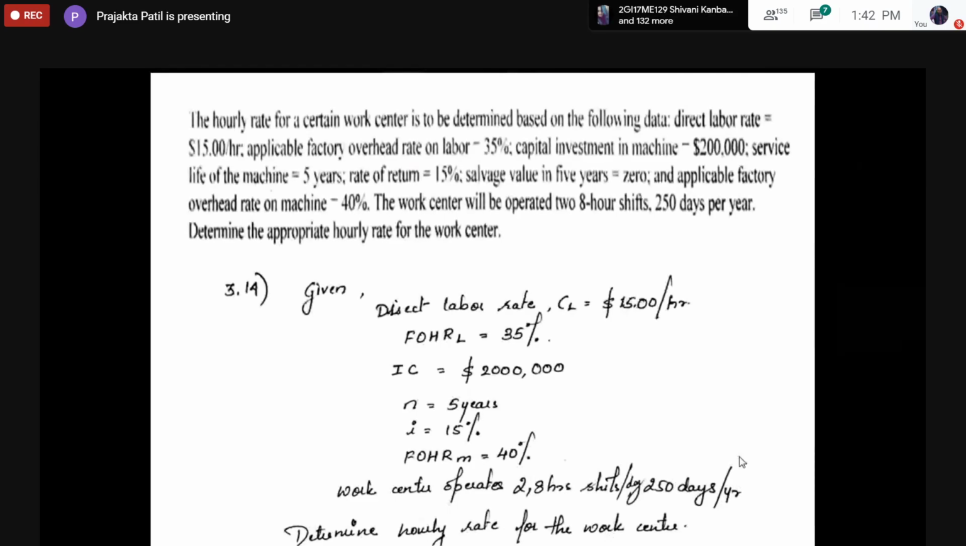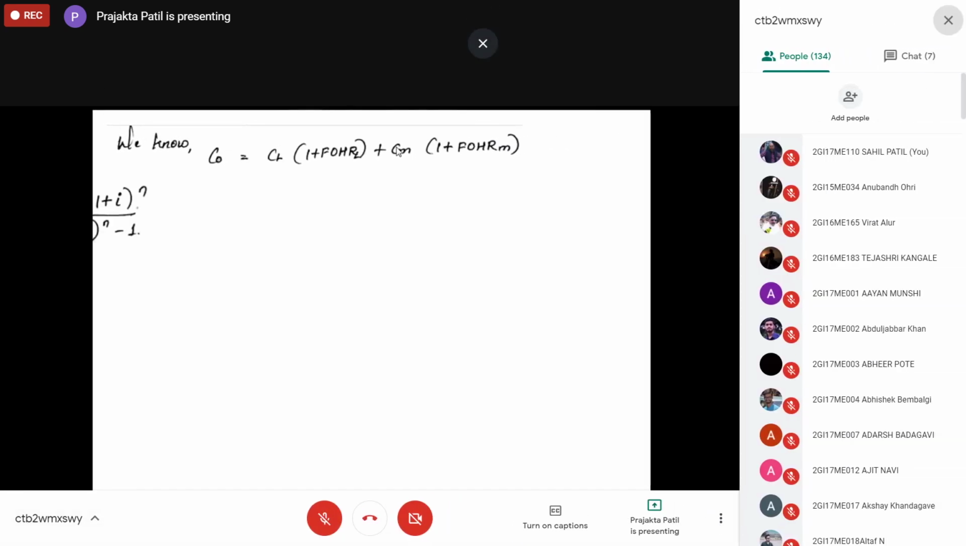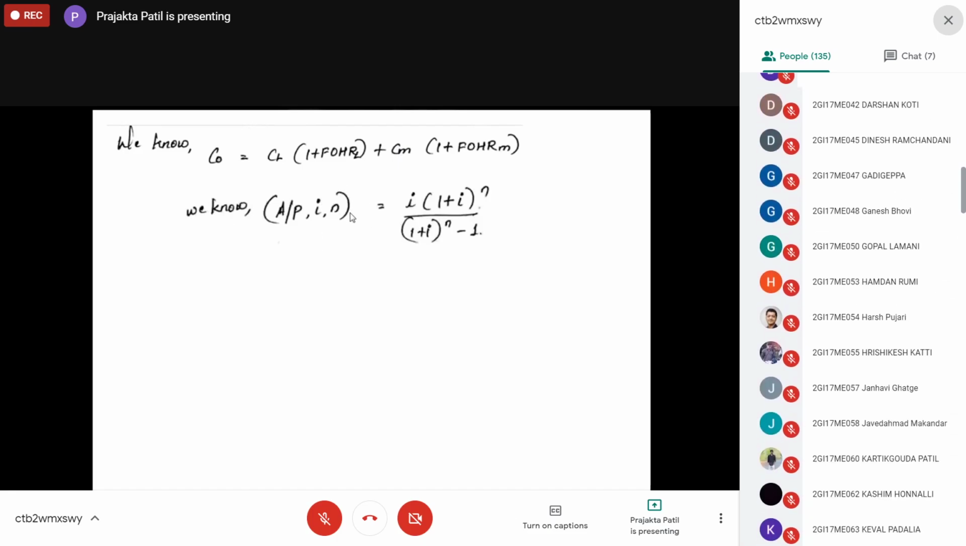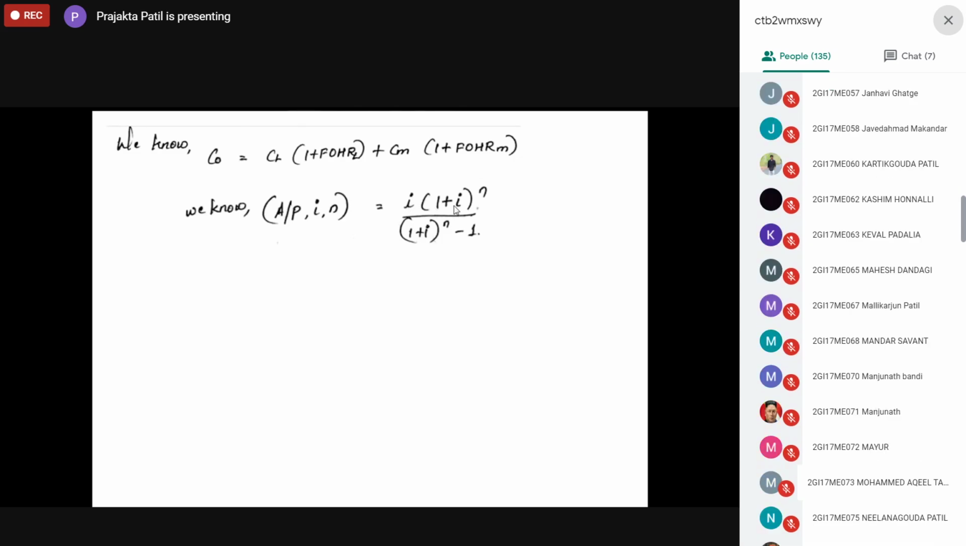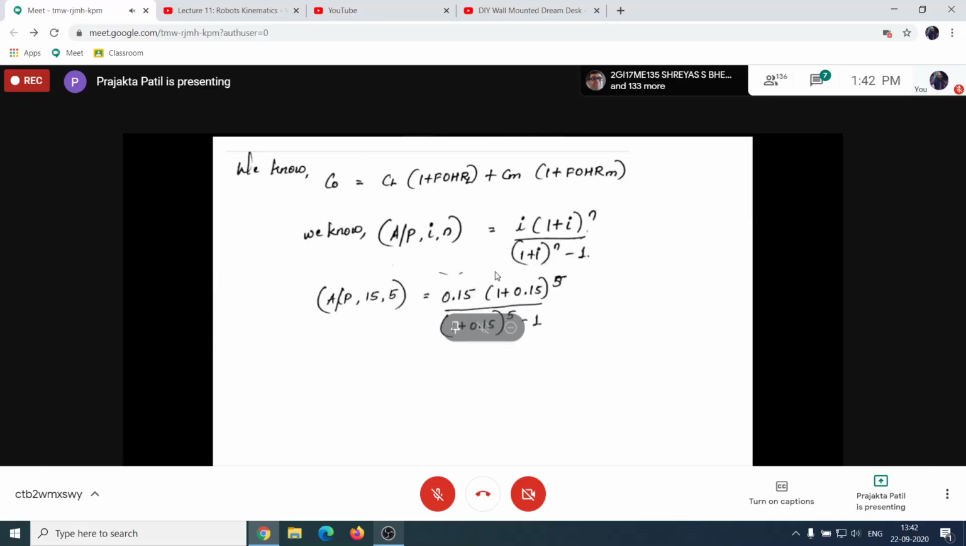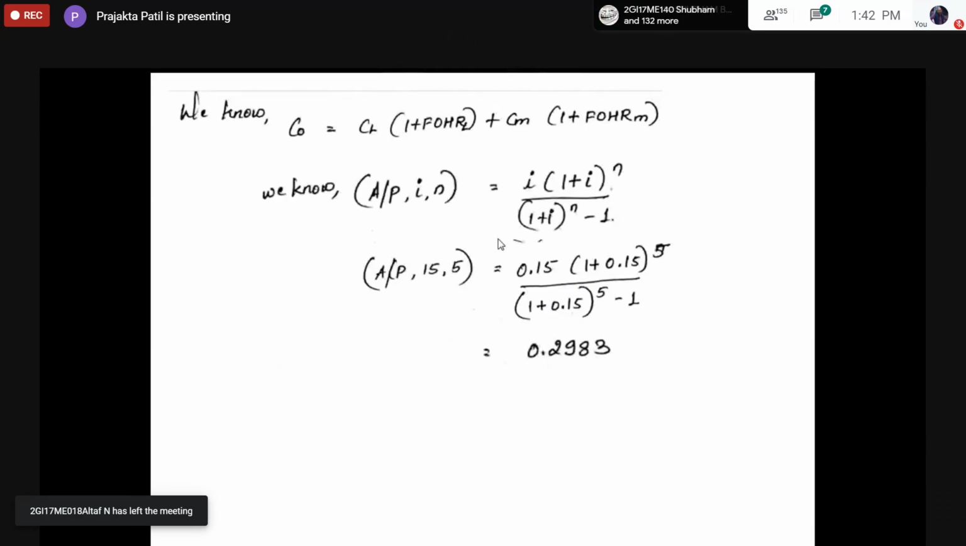So I'll just proceed. I'll show you the solution. You have to proceed in the same way. First, we write this equation. Again, we'll notice that we do not know the value of the machine cost, so first we'll have to find this. In order to find that, we first find the capital recovery factor. We know it is I into (1 plus I) to the power of n, divided by (1 plus I) to the power of n minus 1. Substituting all the values, you get the capital recovery factor as 0.2983.